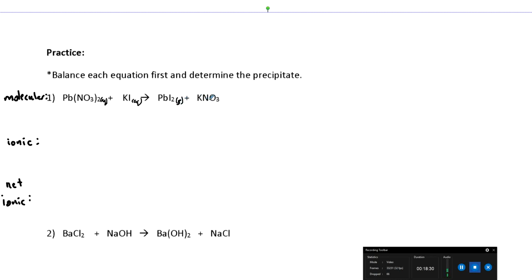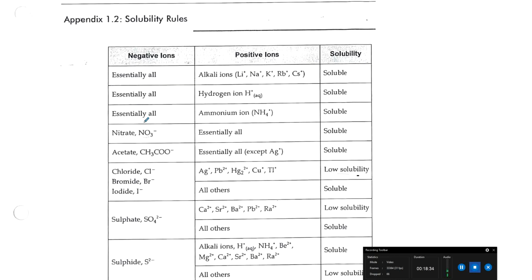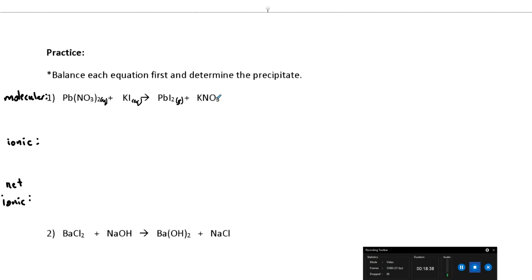And, well, if you remember, nitrate is always soluble with everything, but let's just prove that. Here's nitrate, essentially all soluble. So potassium nitrate would be aqueous.